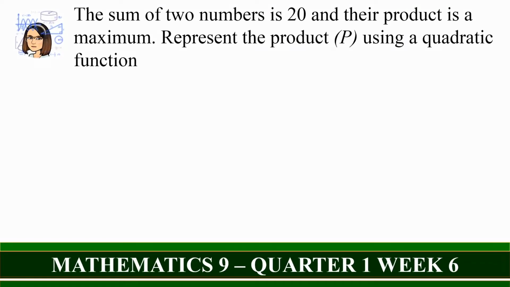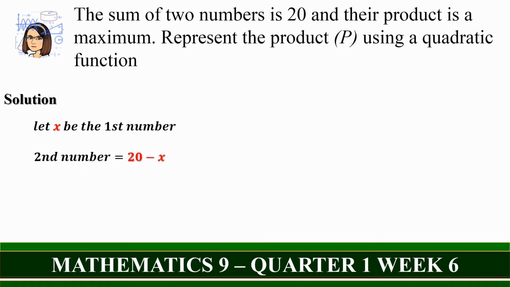Let's try another one. The sum of two numbers is 20 and their product is a maximum. Represent the product p using a quadratic function. For this problem, we have two unknown numbers. But we know that when we add these two numbers, we get the sum of 20. Therefore, the first step is letting the first number be x since we do not know its value, and let the second number be equal to 20 minus x since their sum is 20.